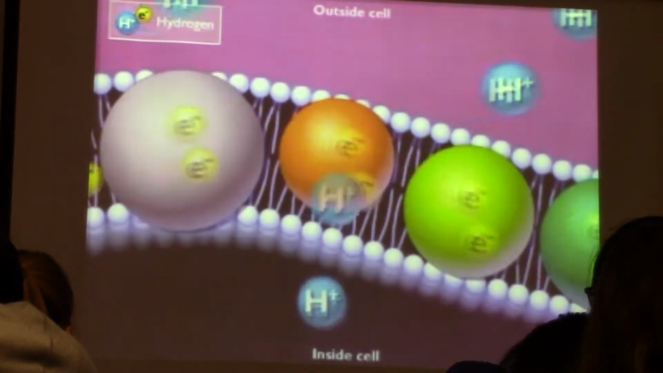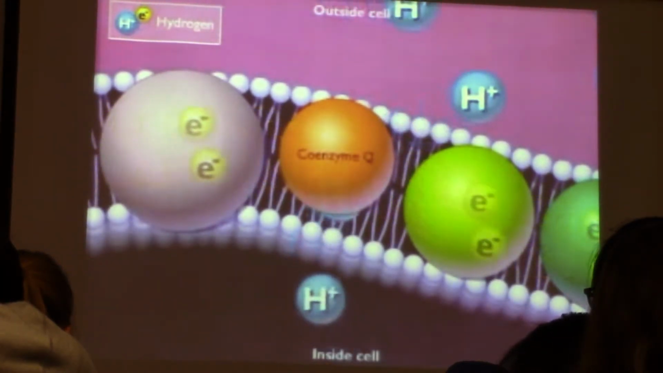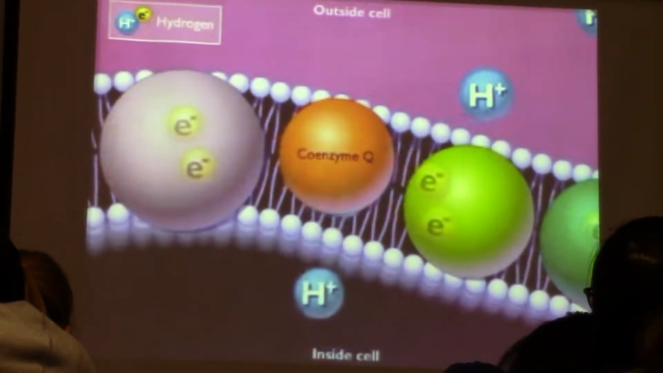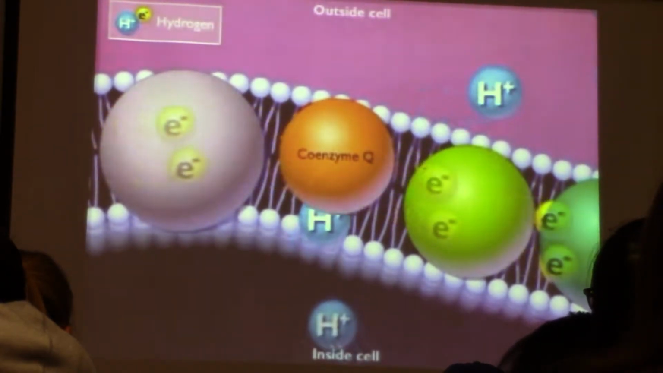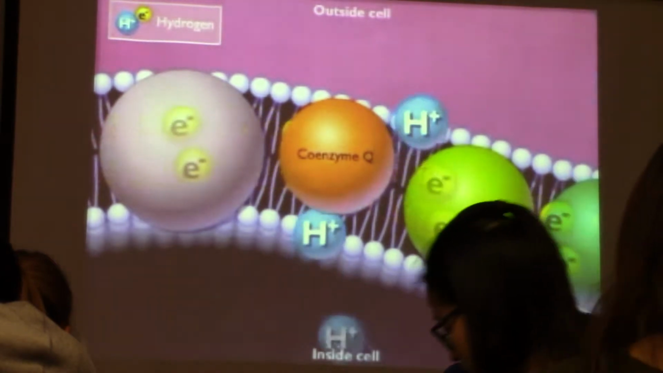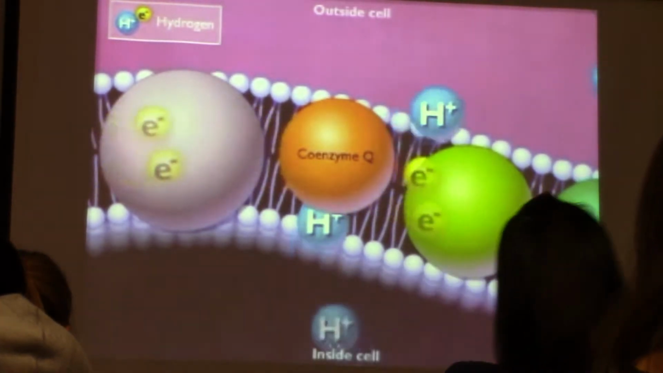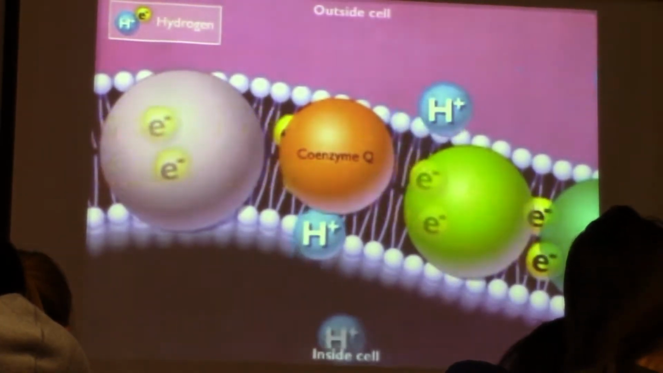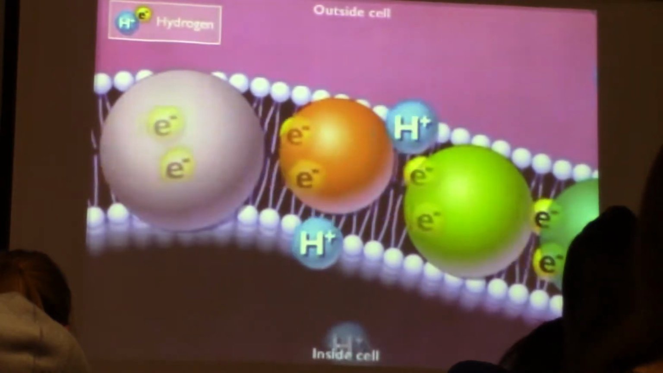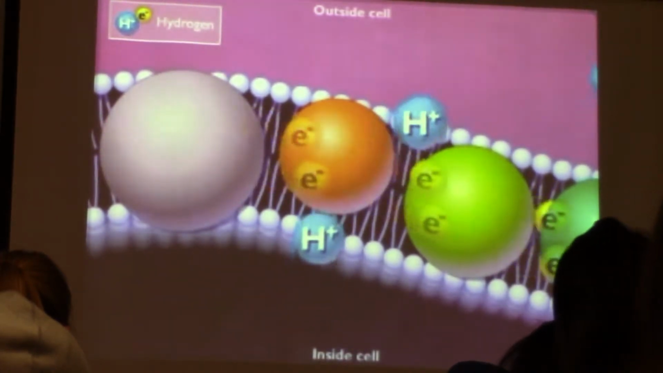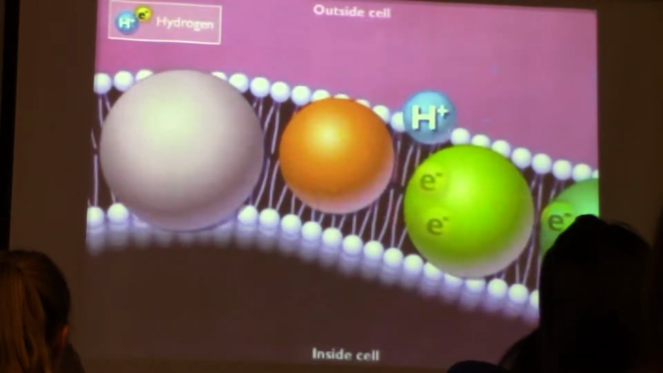Some of the electron carriers, such as coenzyme Q, accept a proton from the inside of the cell membrane as it accepts electrons. The proton is then transported through the membrane as electrons move down the chain. This increases the proton gradient across the membrane and enhances the proton motive force.